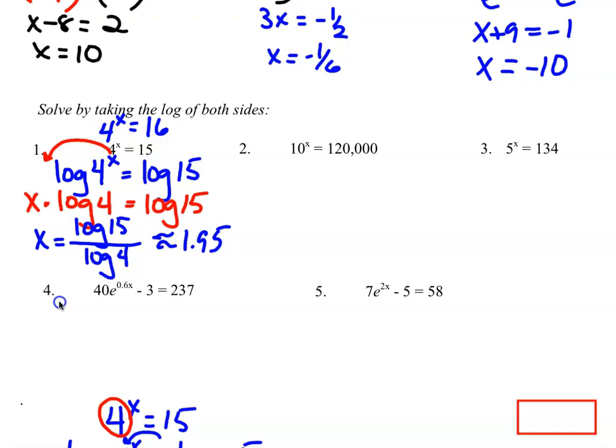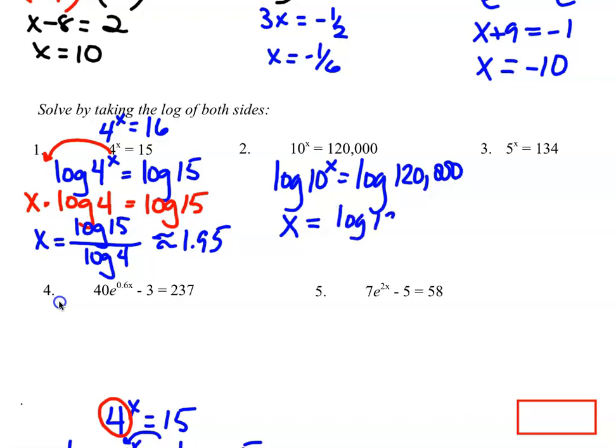All right, so let's try on this one. If we take the log of both sides, we've got log base 10, since we're using common log, of 10 to a power. So this simplifies down to just being an x. On the right side, we need to take the common log of 120,000.